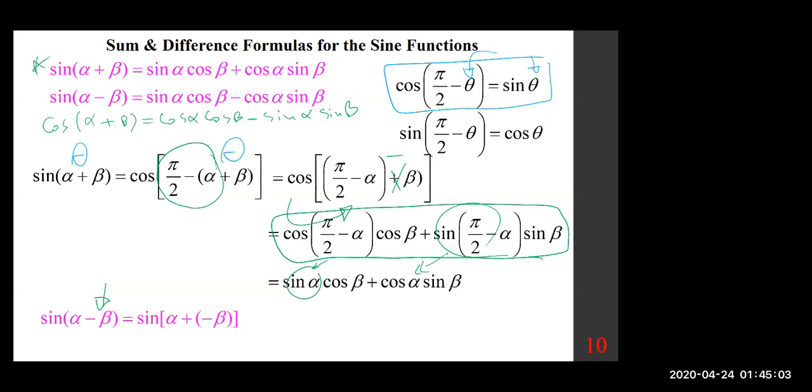And so if you choose minus beta and you replace it, you get sine alpha cosine of negative beta plus cosine alpha sine of negative beta. Now, again, what is cosine of negative beta? Cosine is an even function, which means cosine of negative beta is the same as cosine beta. But sine is not. Sine is negative, okay, because it's an odd function.